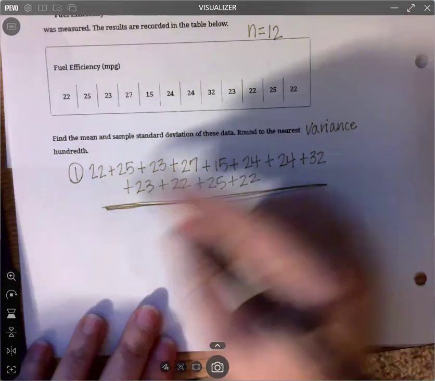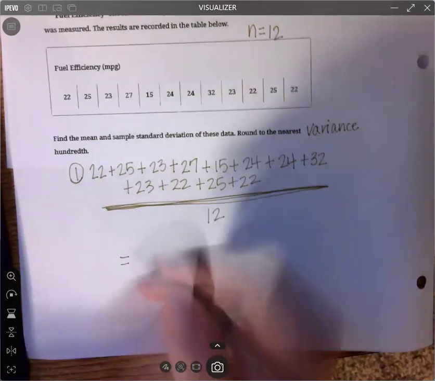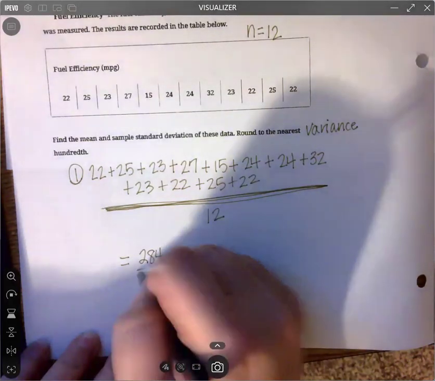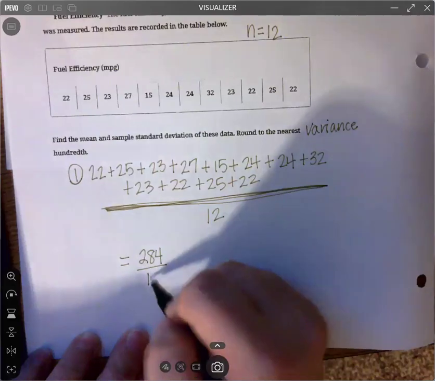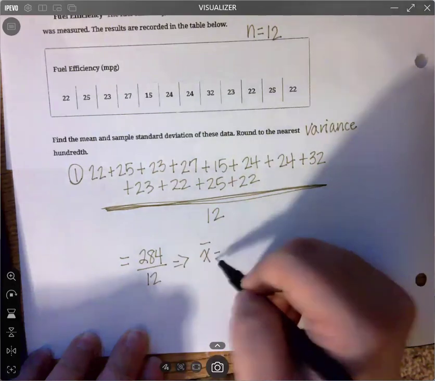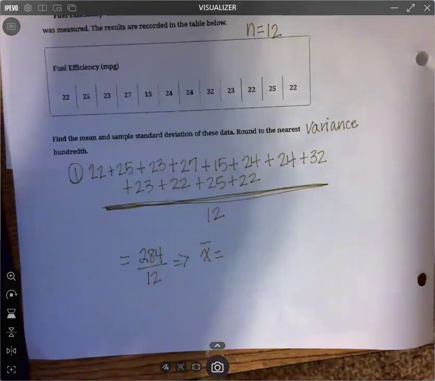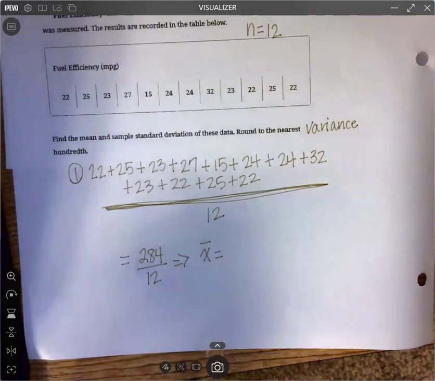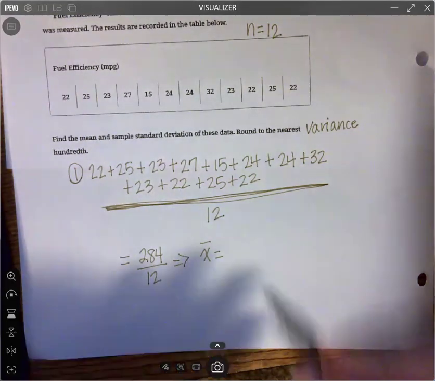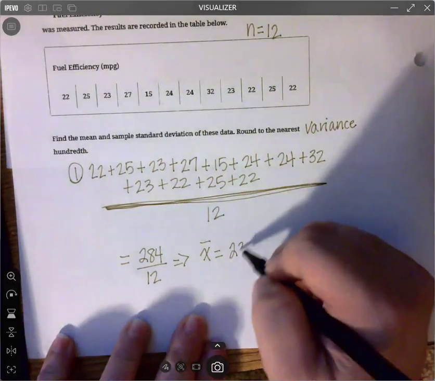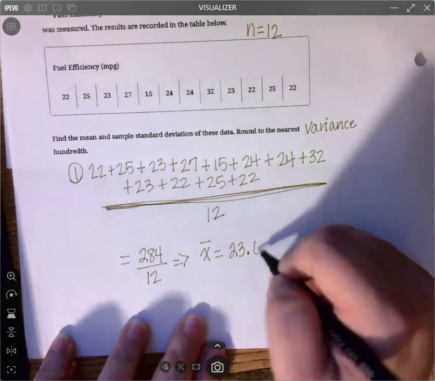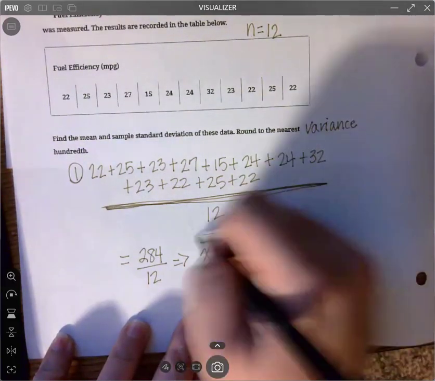All right, when I add all of these numbers up, I get a sum of 284. And I'm going to divide by 12 to find the mean. Remember, mean is x bar. And I got 23.6 repeating. And it says round to the nearest hundredth. So I'm going to do 23.67.